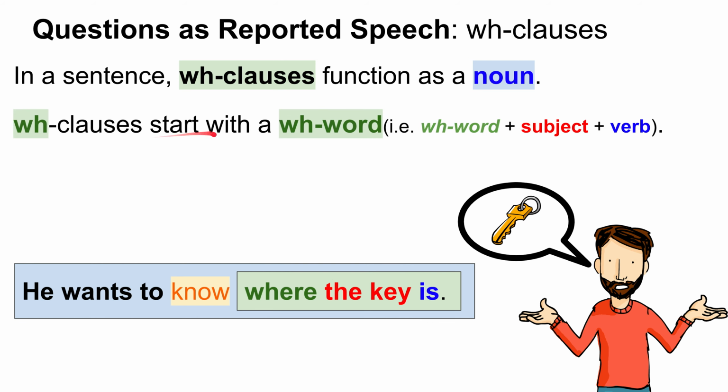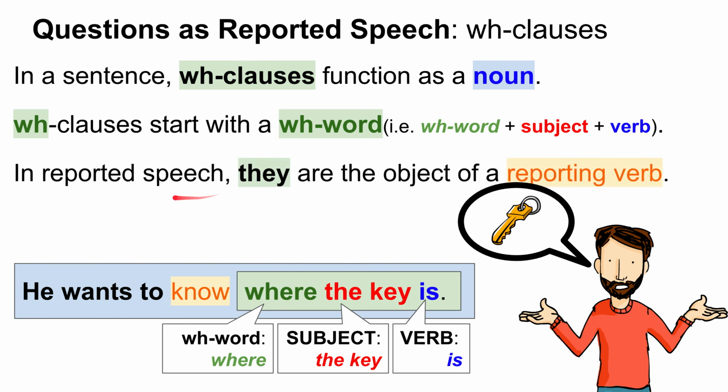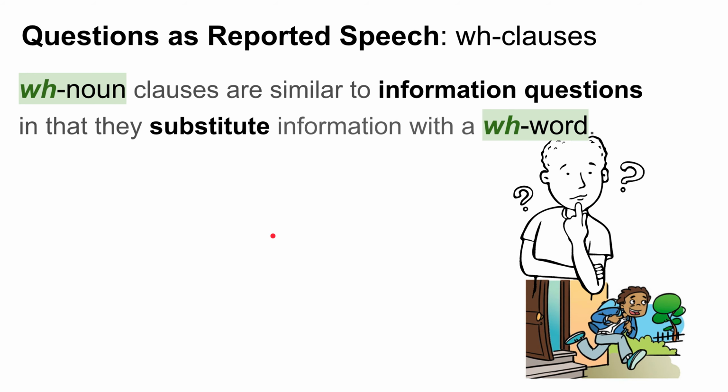Remember that WH clauses start with a WH word. So that is WH word, where, the subject, the key, and the verb, is. Okay, in reported speech, WH clauses are the object of a reporting verb. Here, our reporting verb is know. Usually the main verb is going to be a reporting verb. Other examples of reporting verbs are say, state, tell, think, agree, suggest, ask, argue, question, and request.